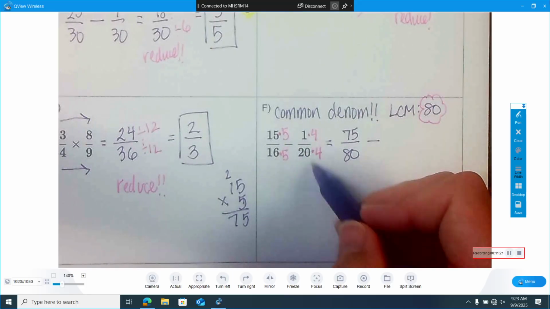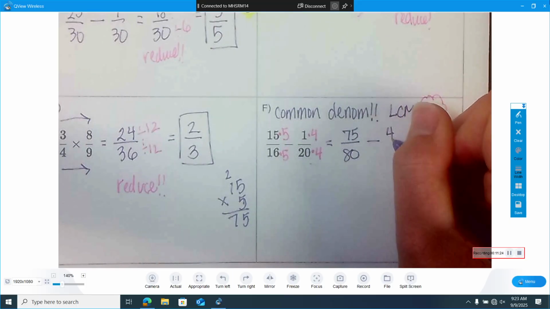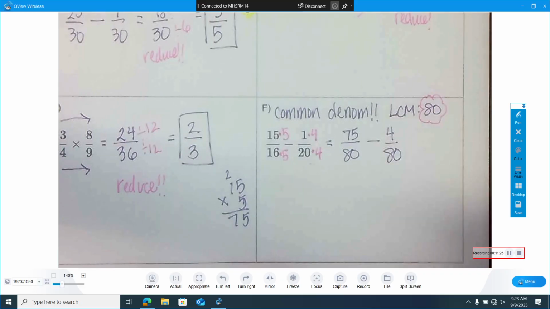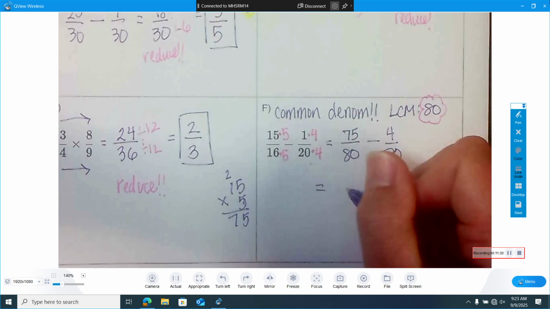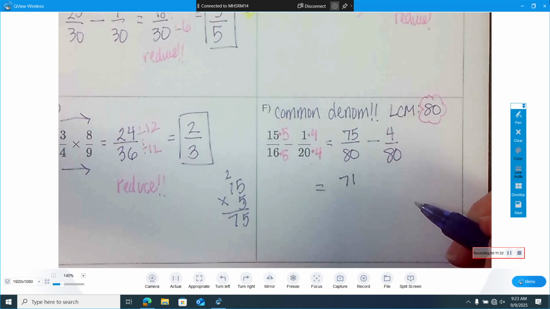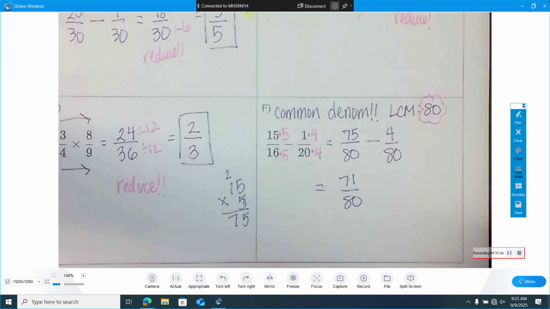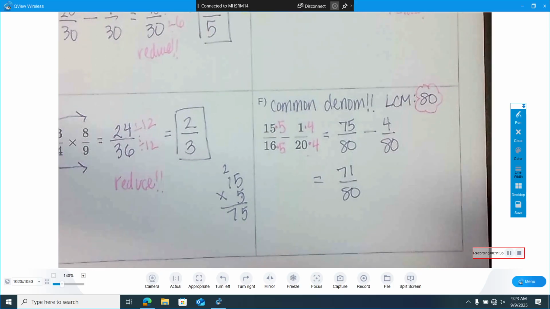Minus, what do we get on the second fraction? 4 over 80. All right. 75 eightieths minus 4 eightieths is? 71 eightieths. Very good. And I do not think that reduces.